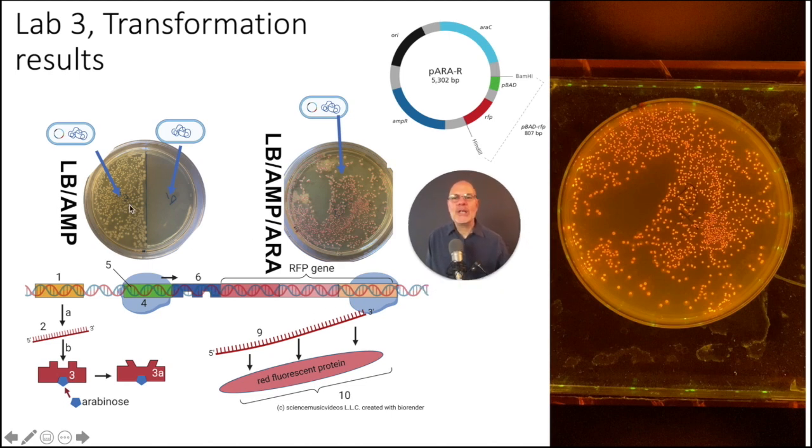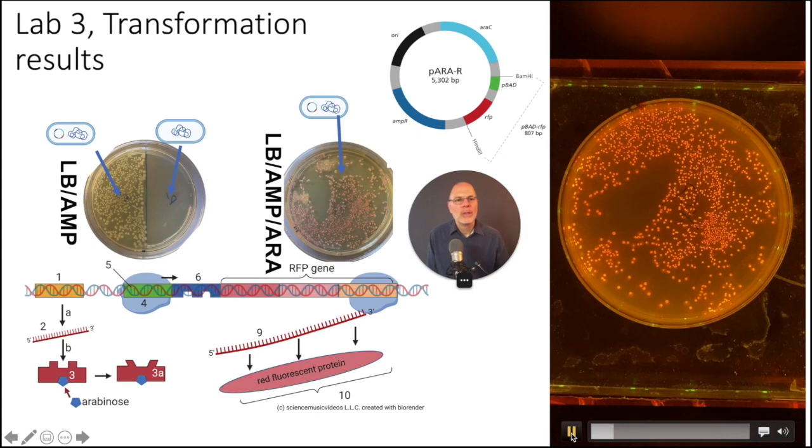So what's the difference between this plate where the cells are growing but not expressing RFP, and this plate which has LB and ampicillin and arabinose? They both have LB and ampicillin. Here they have LB, ampicillin, and arabinose, and here they're expressing RFP. And here's actually a video where we can sort of see the difference.